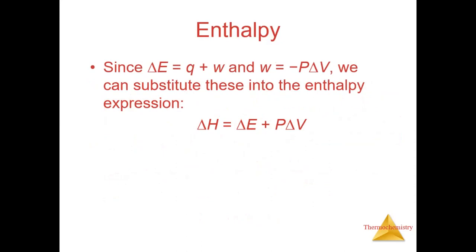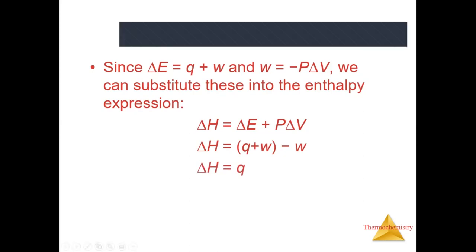Remember, delta E is Q plus W. And we just said W is equal to minus P delta V. So if I have delta H is equal to delta E plus P delta V, then we have the delta E Q plus W, substitute this in there, and we have the P delta V equal to negative W, the W's cancel. So the only thing I have to worry about under constant pressure is the heat of my reactions.